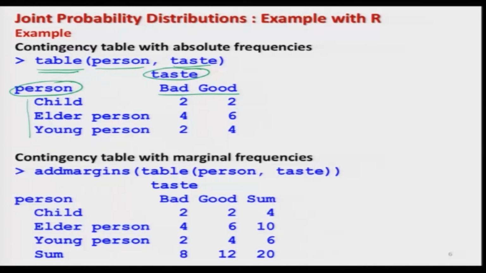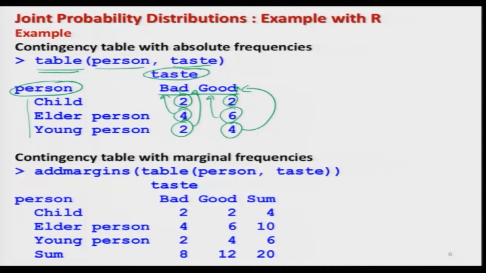For example, there are two children who are saying the taste is bad. There are two children who are saying the taste is good. Similarly, there are 4 elder persons who are saying the taste is bad. There are 6 persons who are saying that the taste was good, and there are 2 young persons who are saying the taste is bad, and there are 4 young persons who are saying the taste is good. Right. So, this is the contingency table.